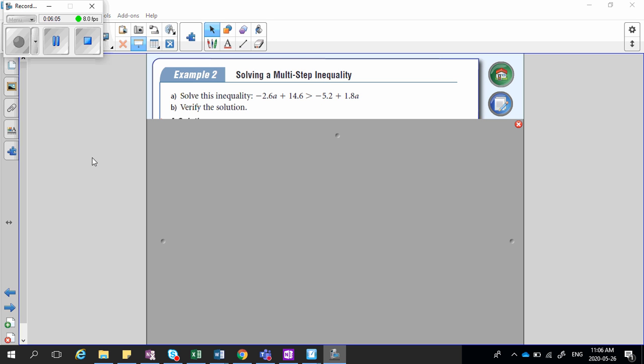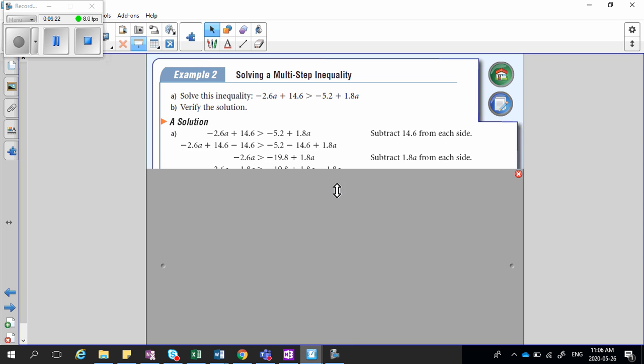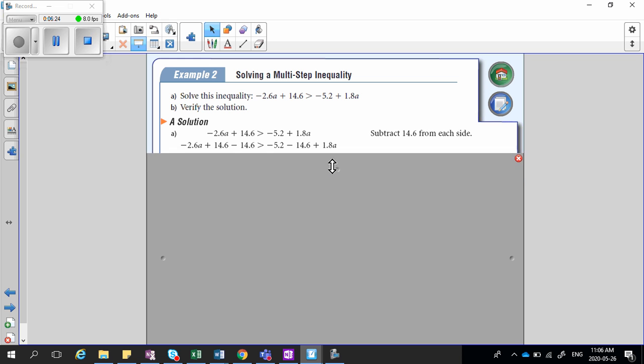We have a multi-step inequality, but you are pros because you did all your equation solving a couple weeks ago. Same idea, we want to isolate our variable, except now we have an inequality sign instead of an equal sign. So what are we going to do? Whoa, okay, so let's do this step by step. Let's go back up here. The first thing we're going to do, we want to get all our a's on one side, all our constants on the other side.